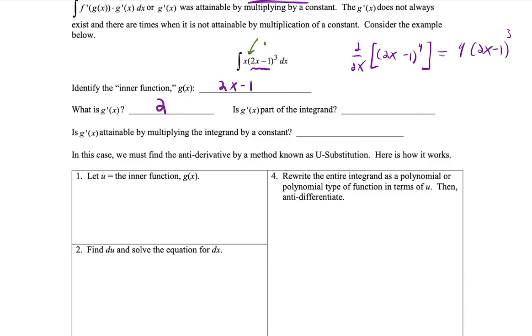And so here is the technique known as U substitution. No and no, we cannot just get that by multiplying by a constant. All right, here we go. Tricky. Step 1, identify the inner function. So U, the inner function here, is equal to 2x minus 1.